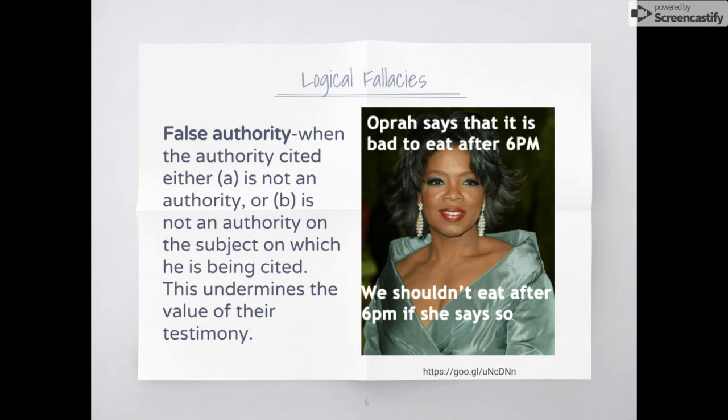A false authority is when an authority cited is either not actually an authority or not an authority on the subject that they're being cited for. So Oprah is just a talk show host. She's not a scientist or a dietitian. She hasn't run any studies on any eating habits. But when she comes out and says that it's bad to eat after 6 p.m., a lot of people would believe her. But she's a false authority. She doesn't really know this from any kind of logical standpoint. So she really doesn't help support our argument.